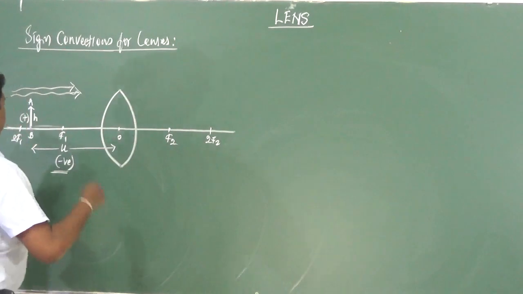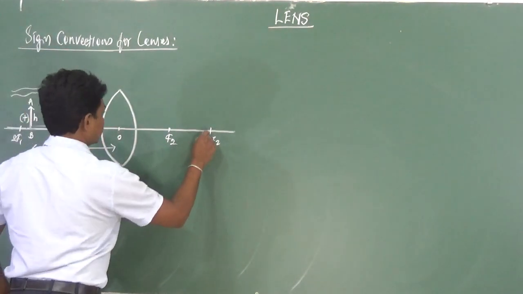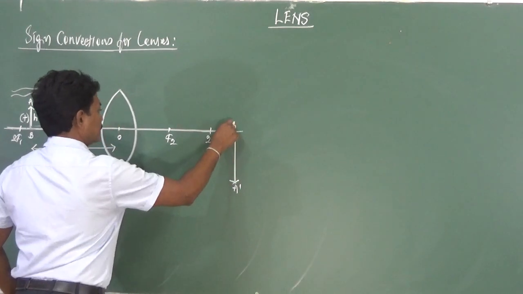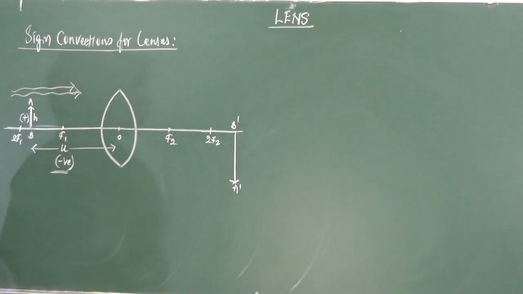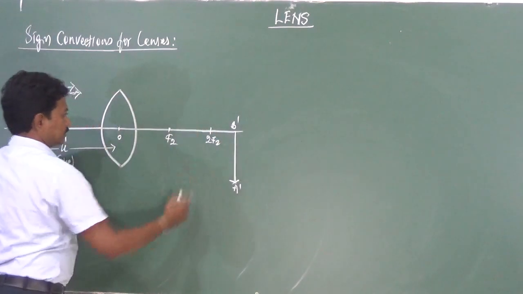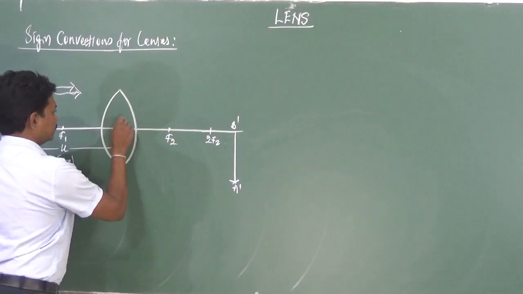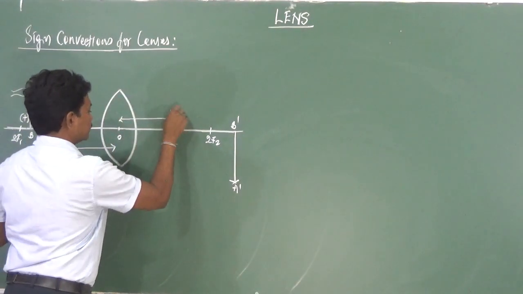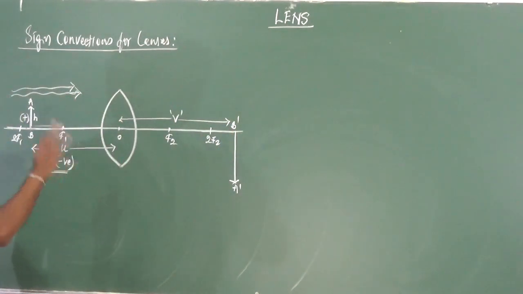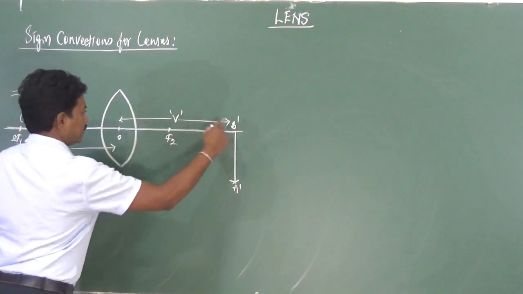For example, let us take that the image is formed somewhere here. That is A dash B dash, the image formed. You are well aware of the ray diagrams, so that is where the image will be formed when you keep the object in between 2F1 and F1. Now I want to measure the distance of the image formed from the lens. This measurement, the image distance, is represented by V. As in mirrors, the same symbols are used in lenses also. So this is the image distance.